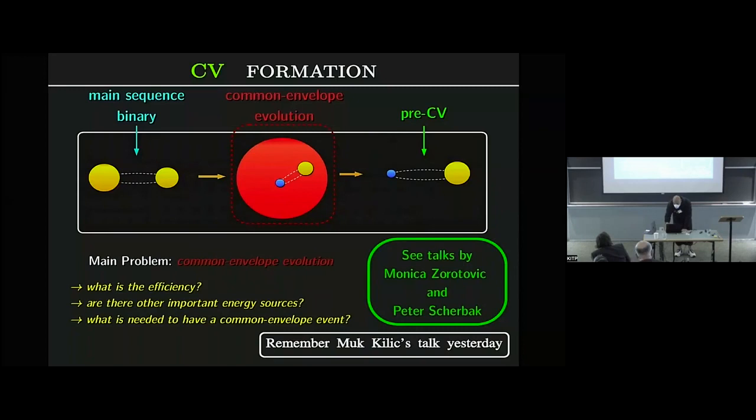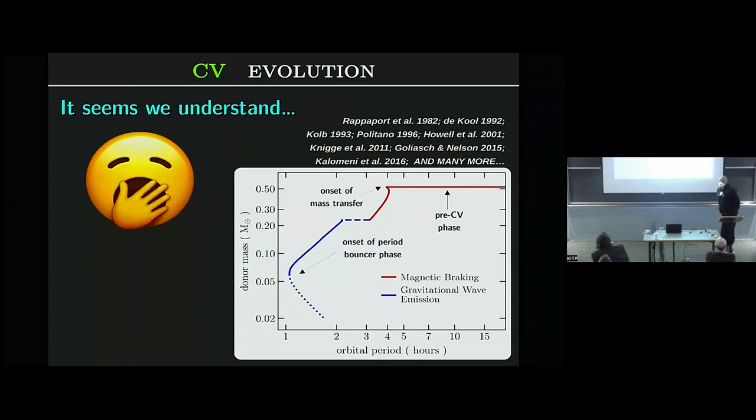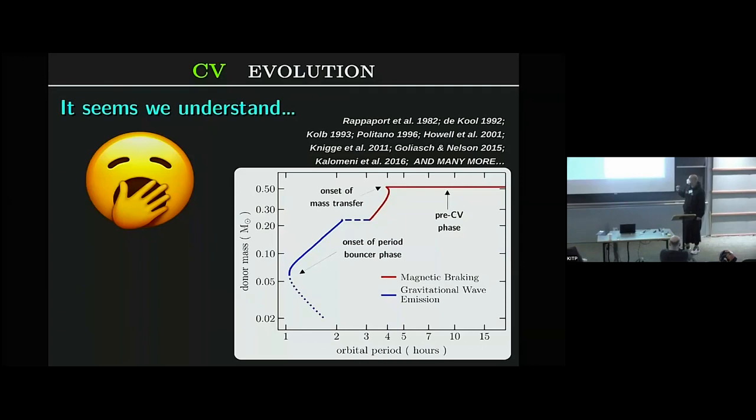So after we have the formation of this pre-CV, because of orbital angular momentum loss, this pre-CV will become a CV. So the main sequence will fill its Roche lobe, and then we have the onset of mass transfer. So we can turn to CV evolution to this point. CV evolution is something that it seems we understand because this has been studied for decades. So it's quite a well studied topic, and so it might look boring because of this.